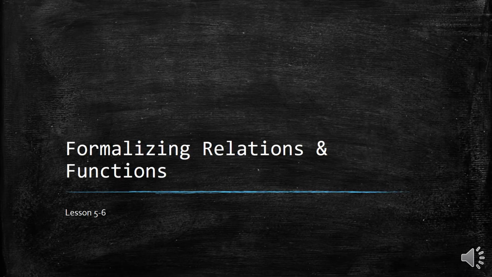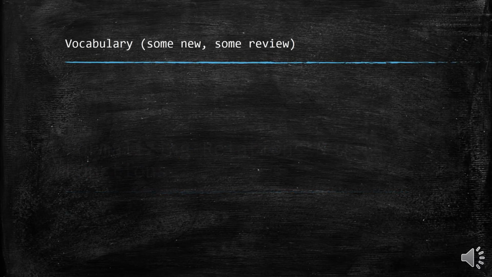This is lesson 5-6, Formalizing Relations and Functions. Here's some vocabulary for this lesson. Some of this vocabulary is new, and some of this will be review.